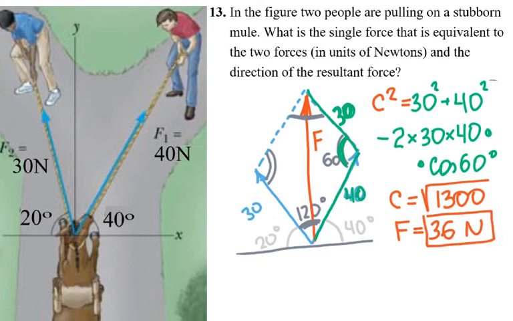Now I want to find the direction. In the direction, I mean, what is this angle? I know this little angle is 40. So if I could only figure out what that angle is, together they will give me the whole angle, let me call it theta, the red one. So to find this little angle, let me call it alpha, I can use the law of sines because I have angle, side, side.